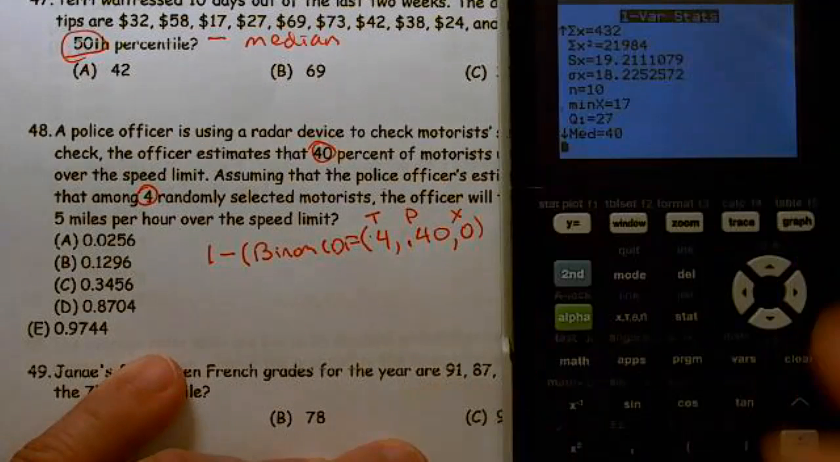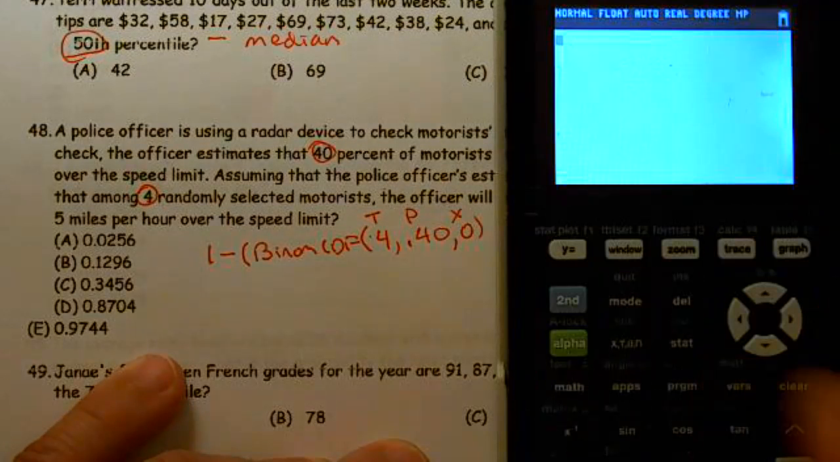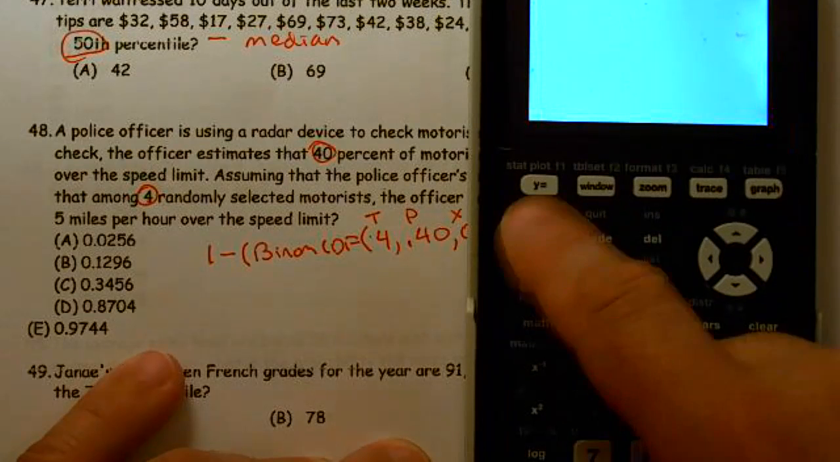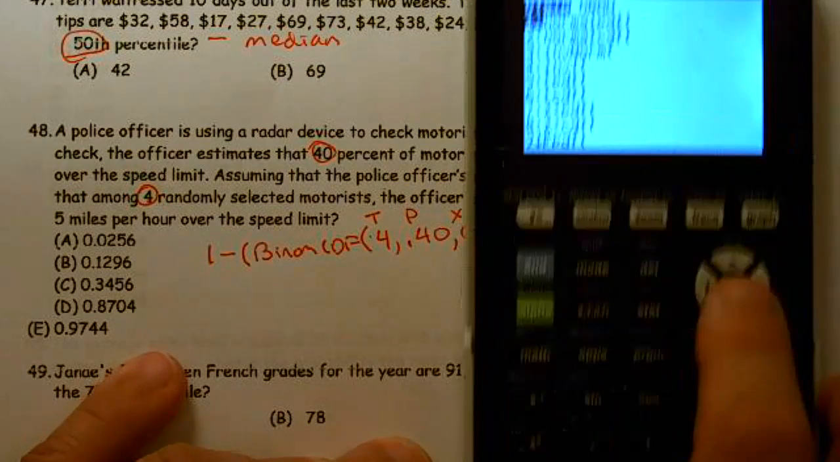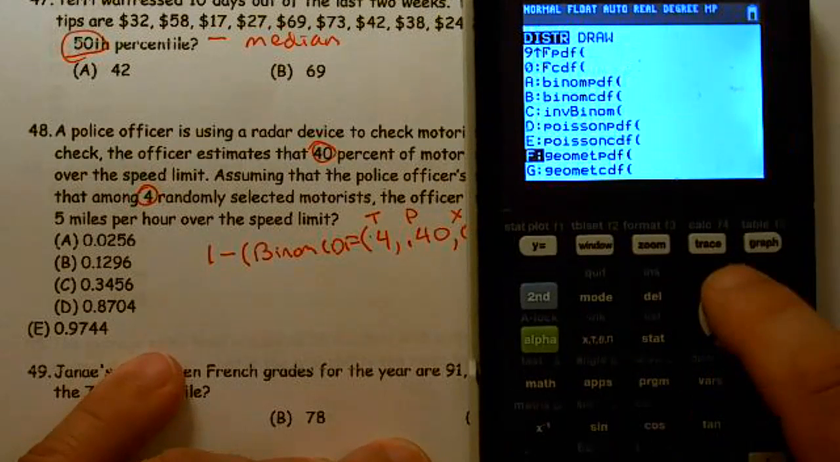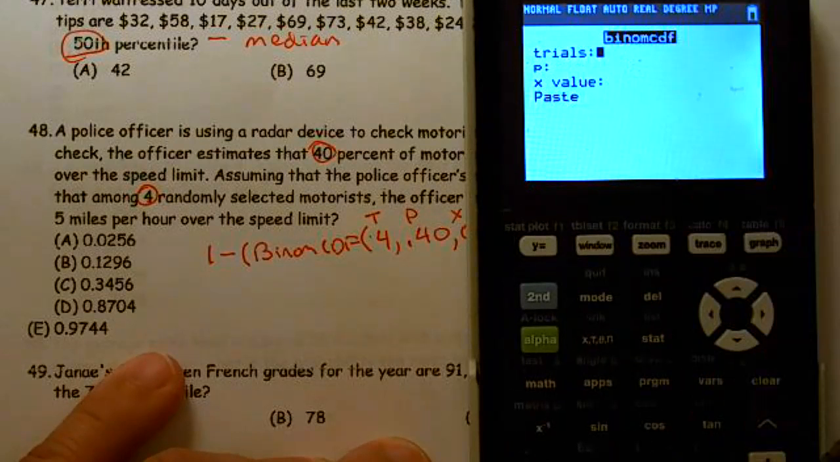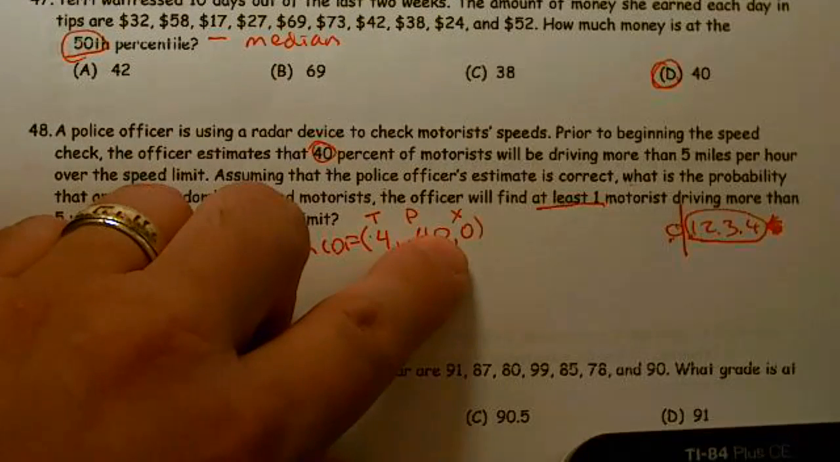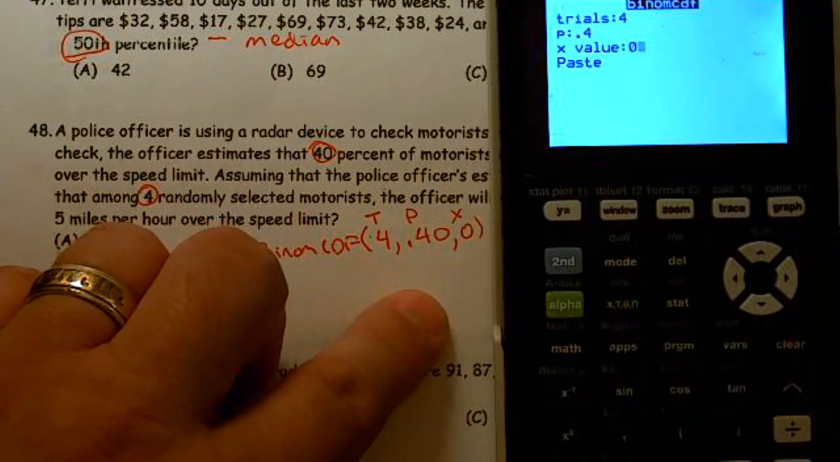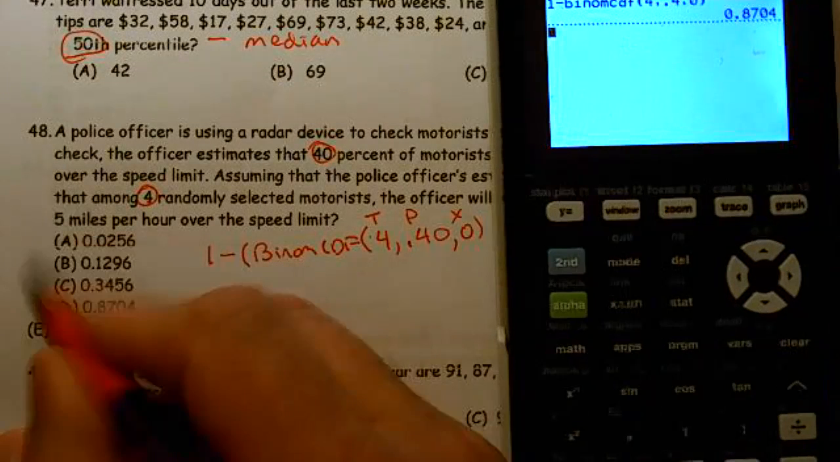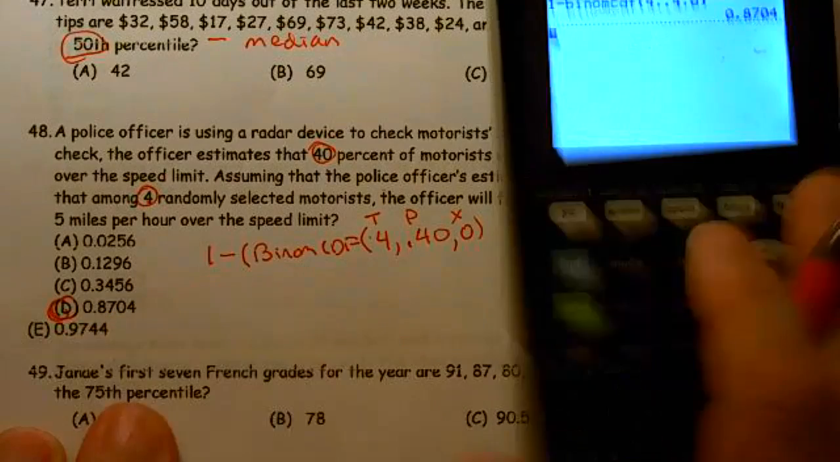So here we go. You have to remember, at least is going to be 1 minus. So 1 minus, second vars. I'm going to scroll down to binomial CDF. And sure enough, it asked me for trials. Our trials were the 4 cars. The probability of speeding is 0.4. The X value in this case is what we're subtracting, which is 0. And I end up getting 0.8704, which in this case happens to be letter D.